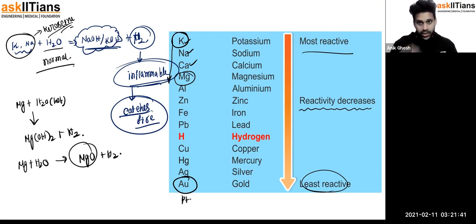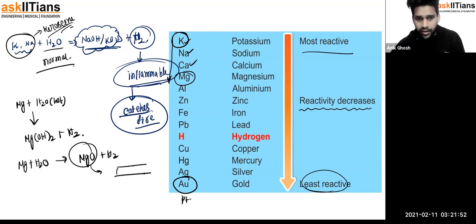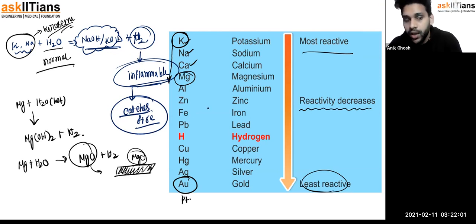Now, this magnesium oxide that we are getting forms a layer over the surface of the metal. So it forms a layer over the metal surface. For that reason, the reaction is not proceeding further. Okay, the same thing happens here. We use hot water.